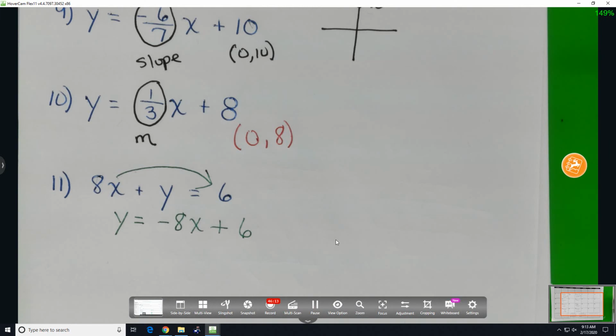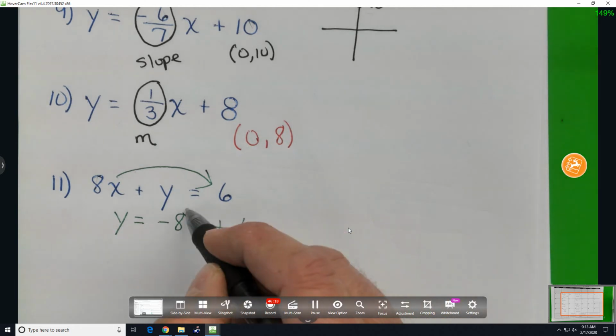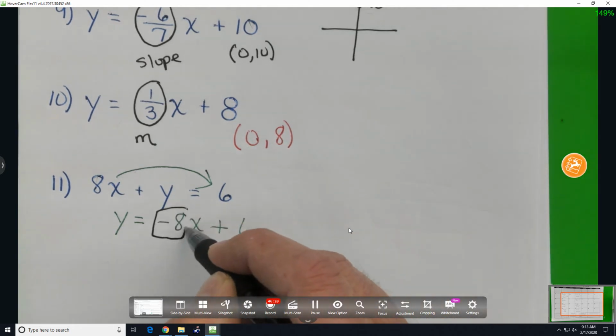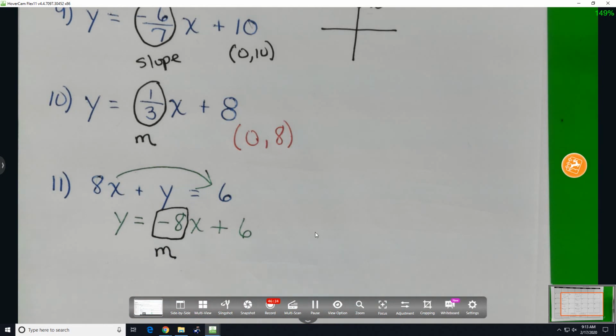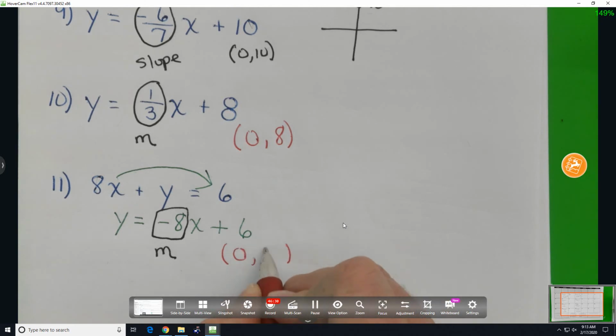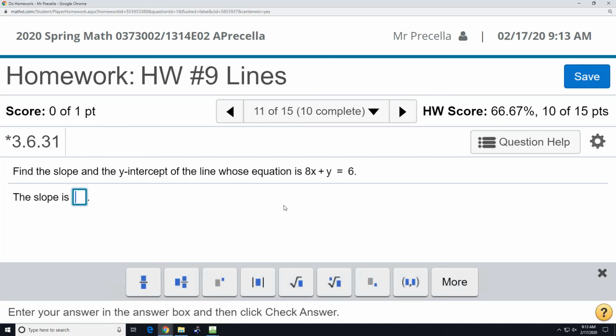Now, is there any more scribble left to do? Well, not really. Here the slope is just an integer. It's not a fraction. And what am I going to write for the y-intercept? It'll be 0, 6. Go ahead and type that in to see if I got it right.